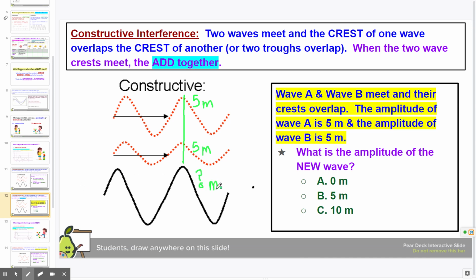Well, we add them together. That's how constructive interference works. So 5 plus 5 is 10 meters. The amplitude of the new wave is 10 meters. All right, very good. Let's continue.